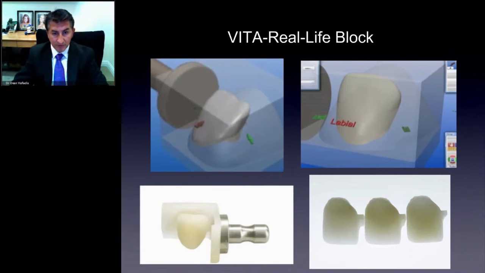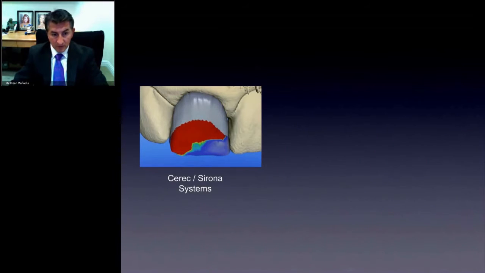Here we use the Vital Real Life block. You see the different translucencies and the elliptical view. In the elliptical view of that scan and of that restoration, we're going to bring out a little bit more translucency on the incisal and less translucency on the body. And you can see here the different types of patterns showing the fluorescence and the translucency with each different block. This was scanned with CEREC, and we see the anterior design proposal that the computer gives us.